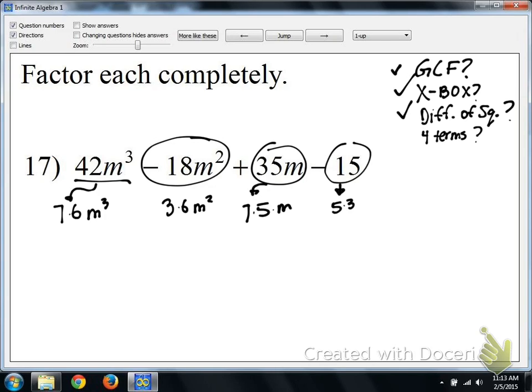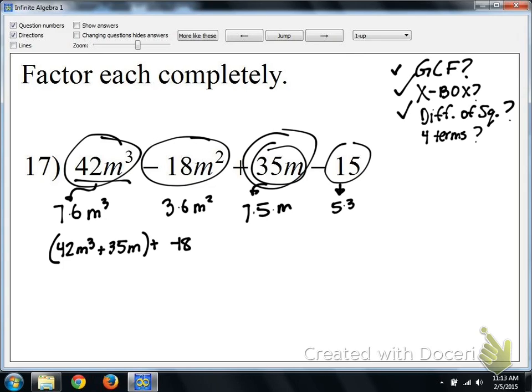At this point you have to pick the greatest common factor. So let's try to factor out the 7's first. If that doesn't work, we might have to start again, but it should work. Let's take terms 1 and 2 and put them together. We're going to write 42m cubed plus 35m. We're grouping these together, adding a plus sign, and then we have negative 18m squared minus 15, and we're putting parentheses around here.